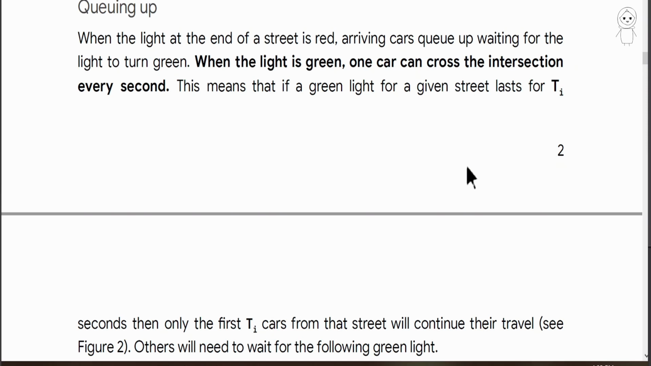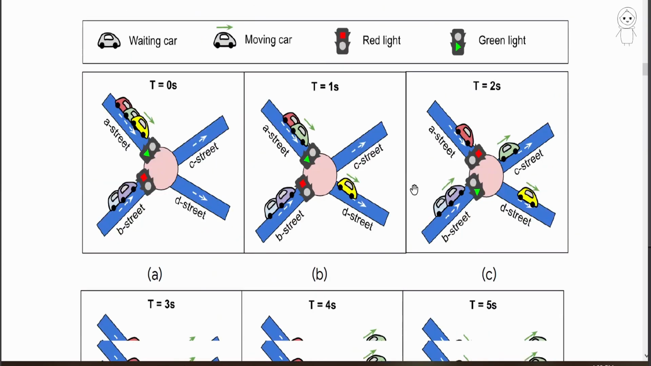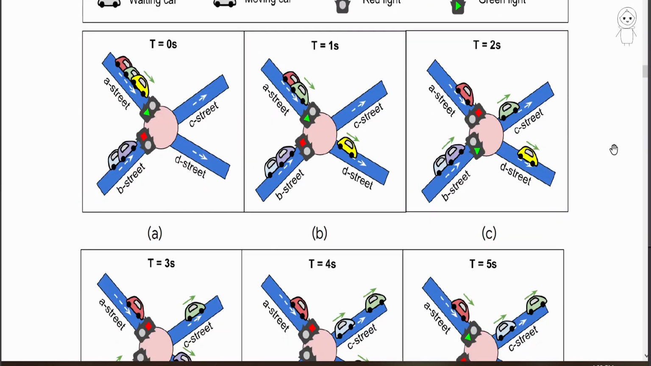What this is saying is, if a traffic light is green for 30 seconds, according to this, 30 cars will pass. If there are 50 cars, 20 cars should remain. Let's look at this graph.